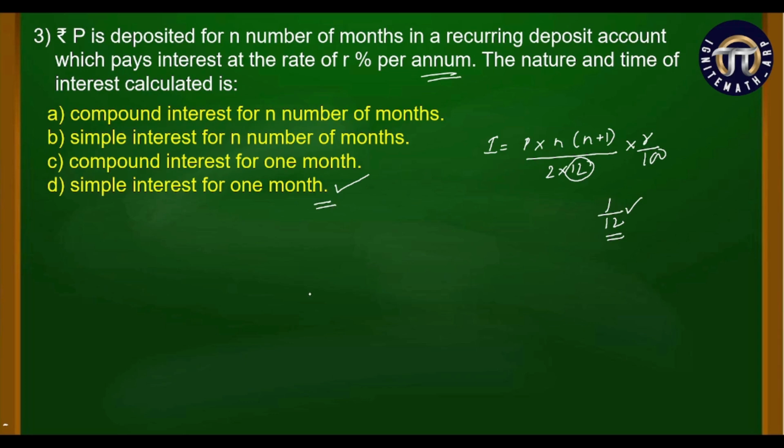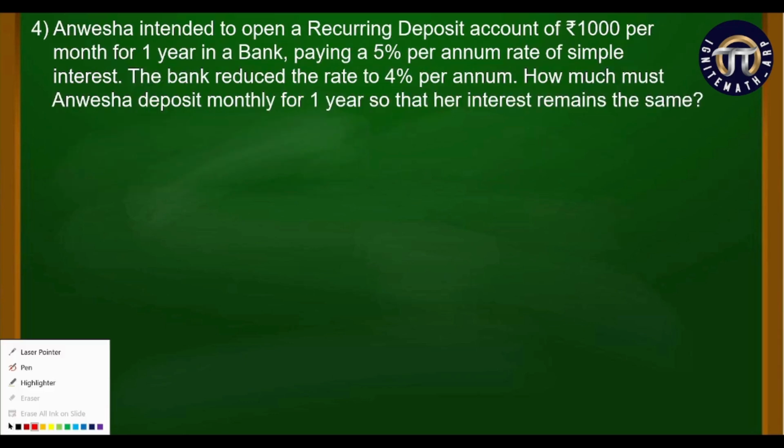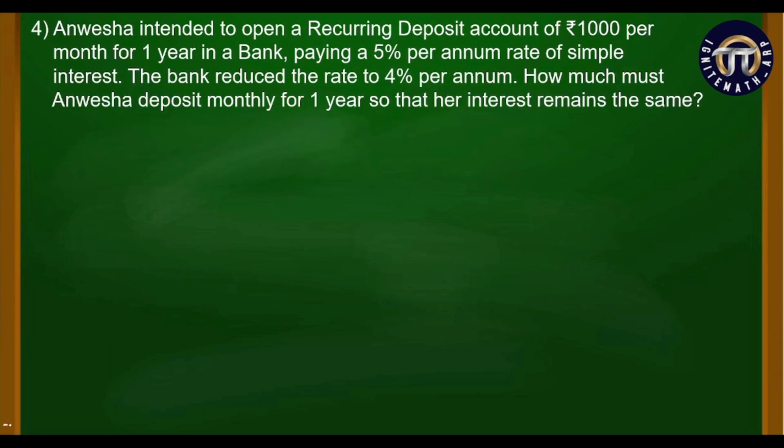Clear, children? Now, the fourth question says that Anvesha intended to open a recurring deposit account. What happened here is ₹1,000 she is depositing every month, for 1 year, at the rate of 5% per annum. Now the bank has decided to reduce the rate to 4% per annum, but she wants to earn the same interest. What is the principal which is going to be deposited by Anvesha is the question. Again, we have the options over here.